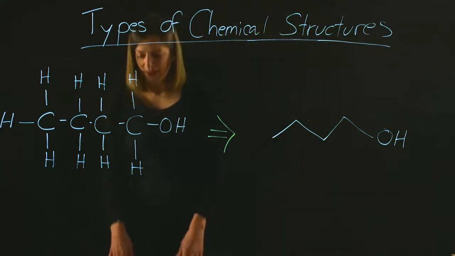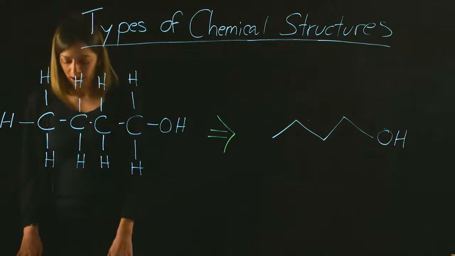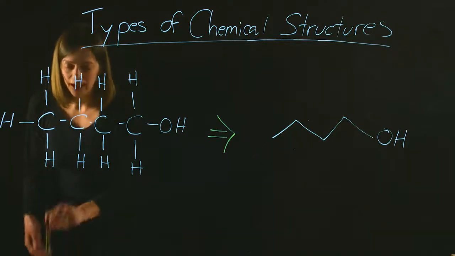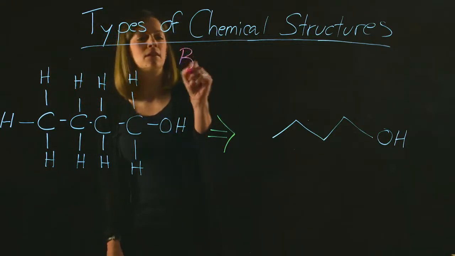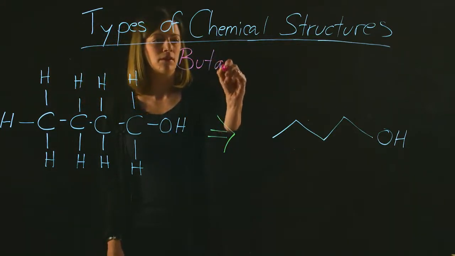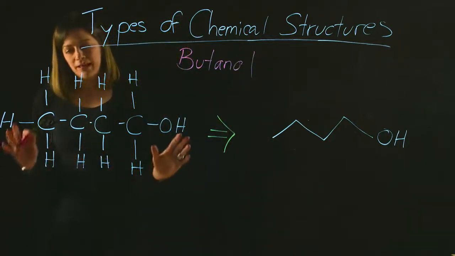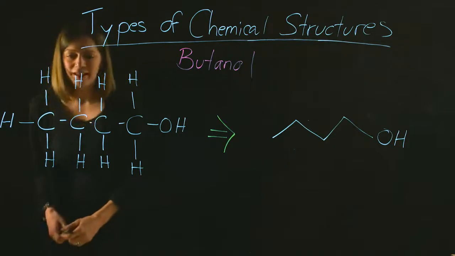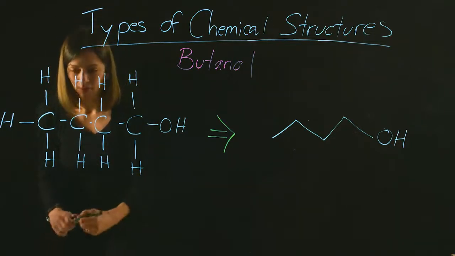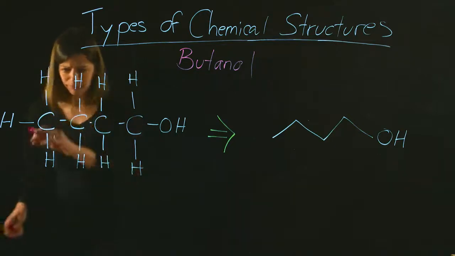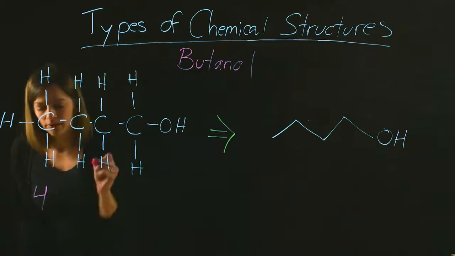Let's first have a look at the compound on the left side. As you may have already realized, this compound is butanol. So I will write it here. That's its chemical structure. If you look at the display structure, it's easy to find out how many carbon atoms you have in there because they are labeled. From the chemical structure, you can see that you have 4 carbon atoms.